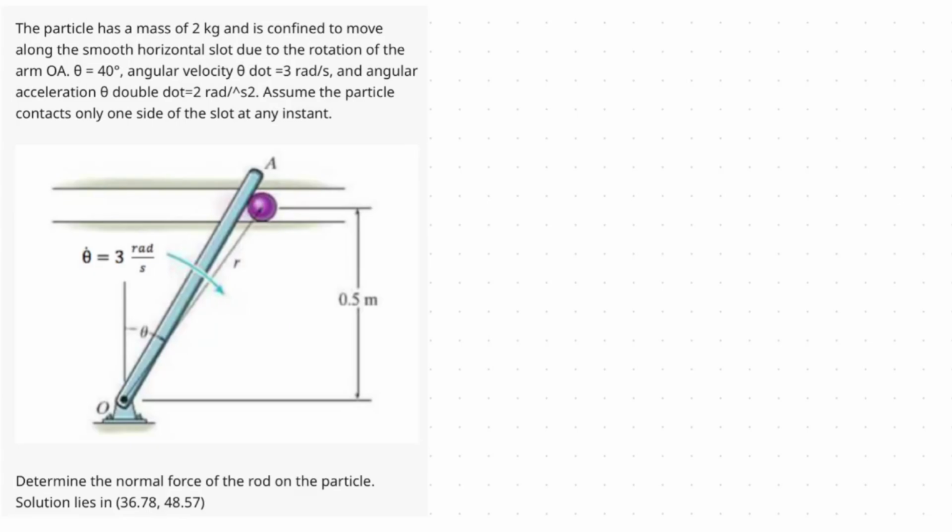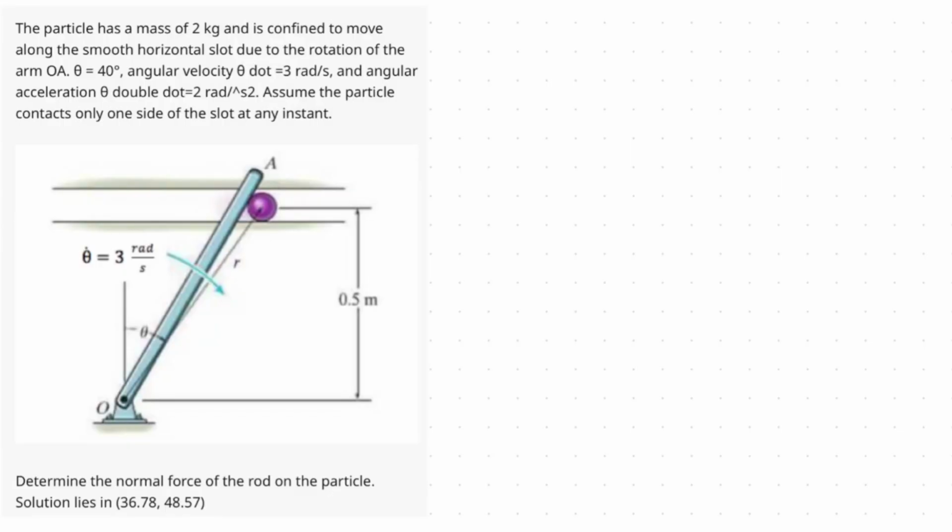So the particle has a mass of 2 kilograms and it's confined to move along a smooth horizontal slot due to the rotation of the arm OA, theta equals 40 degrees. Angular velocity or theta dot is 3 radians per second, and the angular acceleration or theta double dot is 2 radians per second squared. And then we're assuming that the particle contacts only one side of the slot at any instant, and essentially we want to figure out the normal force in the rod and the normal force in the slot.